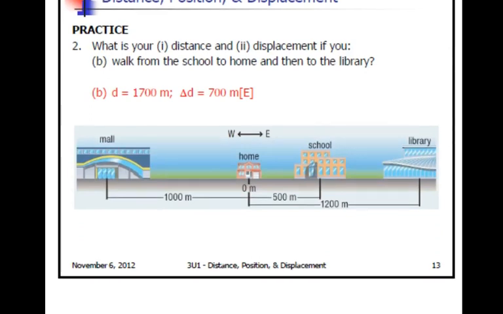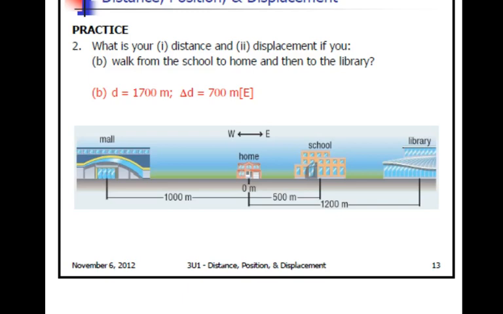Here, this question is similar. Now it says, what if you walk from the school to home and then to the library? So if I walk to the school, that's 500 meters. I walk home, that's 500 meters. And then I walk to the library, that is 1,200 meters. Sorry, I misread that. It says I'm starting at the school. So if I walk from the school to home, that's 500 meters. If I then walk to the library, that's 1,200 meters. So that's 1,700 meters altogether.